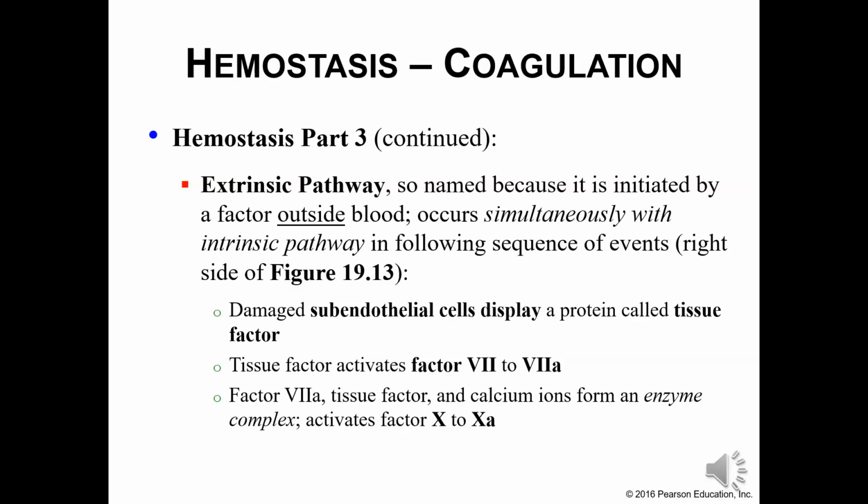Now, the extrinsic pathway occurs outside the blood, but occurs simultaneously with the intrinsic pathway. In the extrinsic pathway, outside the blood vessel, the damaged subendothelial cells will display a protein referred to as tissue factor. Tissue factor then activates factor 7 to 7A, which is the active form. Factor 7A, tissue factor, and calcium form another enzyme complex, which then activates factor 10 to active 10, 10A.